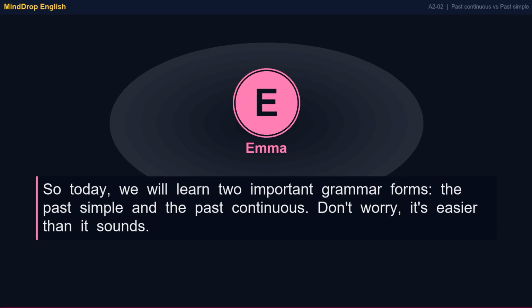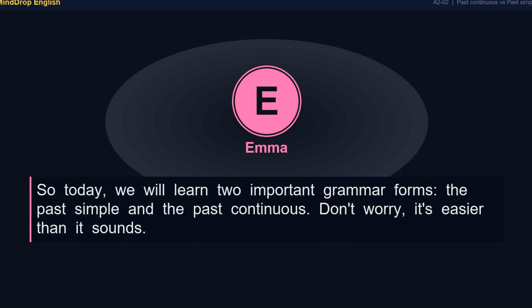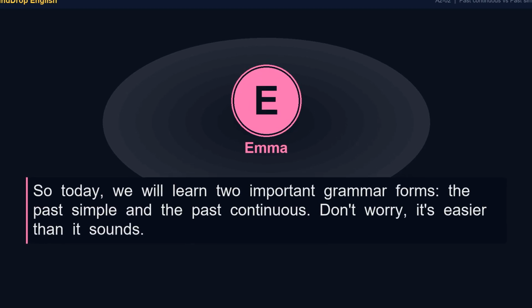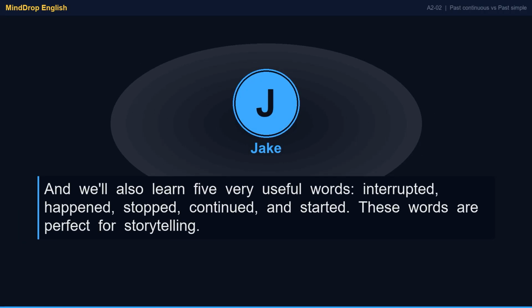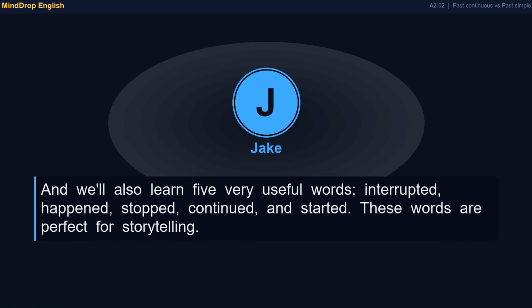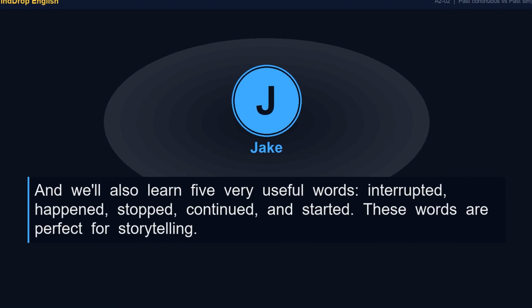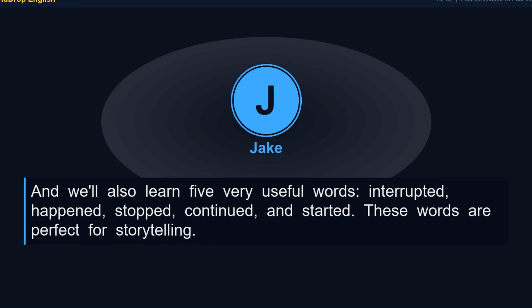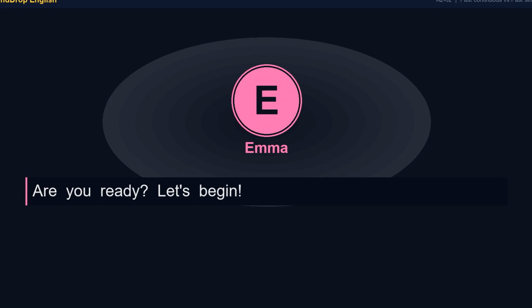So today, we will learn two important grammar forms: the past simple and the past continuous. Don't worry, it's easier than it sounds. And we'll also learn 5 very useful words: interrupted, happened, stopped, continued, and started. These words are perfect for storytelling. Are you ready? Let's begin.